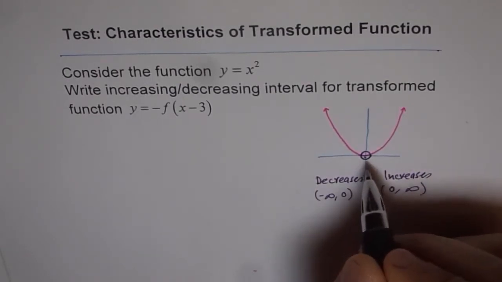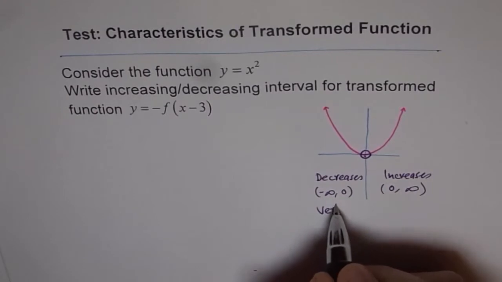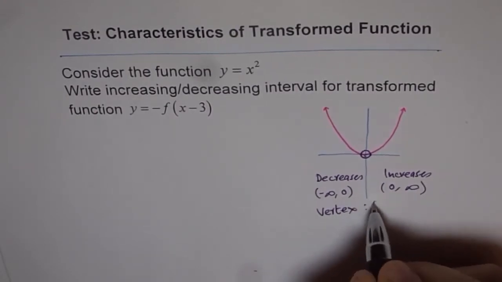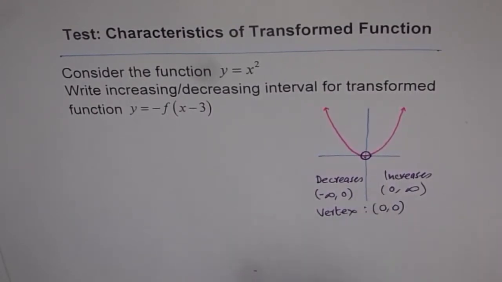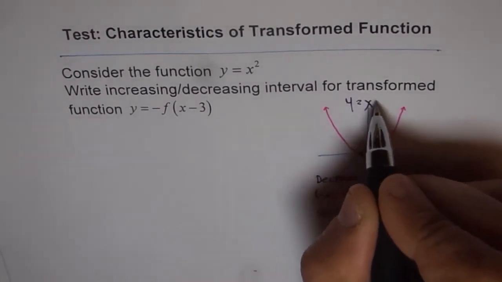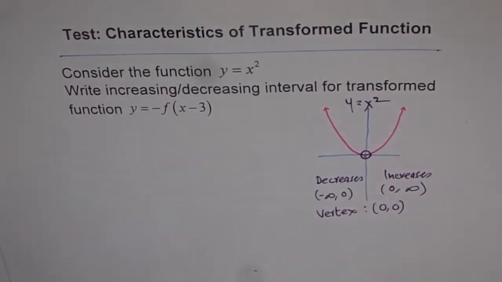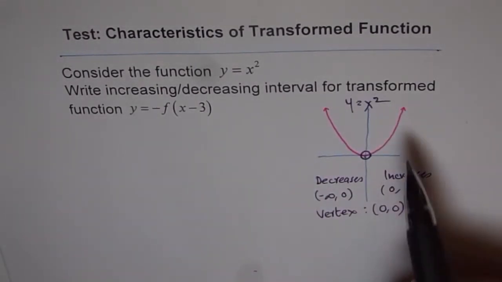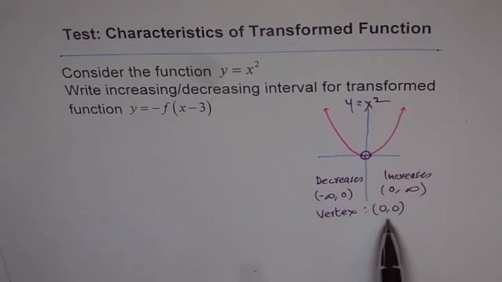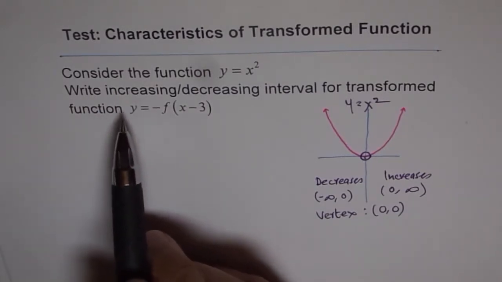So where is the vertex here? So we'll say the vertex is at (0, 0) for our function, which is y equals x squared. So we'll basically try to see what happens to the vertex when we do the transformation. And once we know that, then we can get an idea of the decreasing and increasing intervals, since they are split by the vertex. Okay, let's go back to our question.